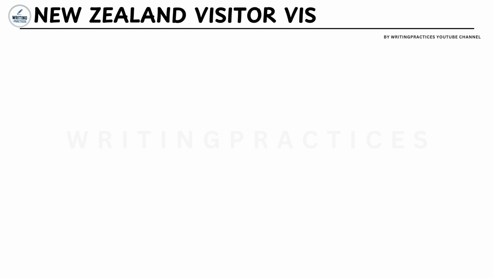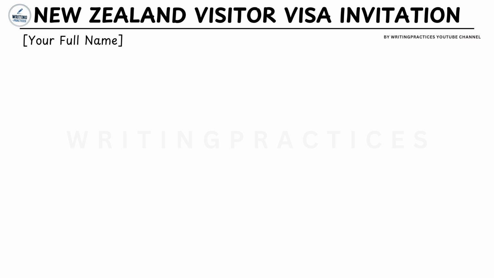A New Zealand student visa application letter is one of the most important documents in your student visa process because it allows you to formally explain your study plans to Immigration New Zealand. This letter helps the visa officer understand who you are, what course you will study, why you chose New Zealand, how your studies will be funded, where you will stay, and your plans after completing your education. In this video, we will learn how to write it properly.